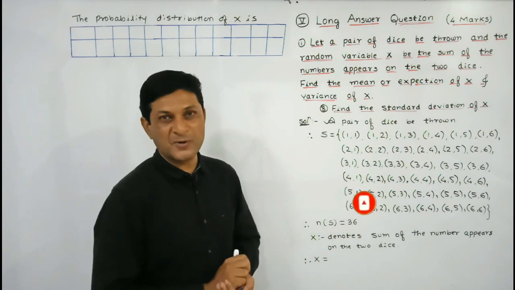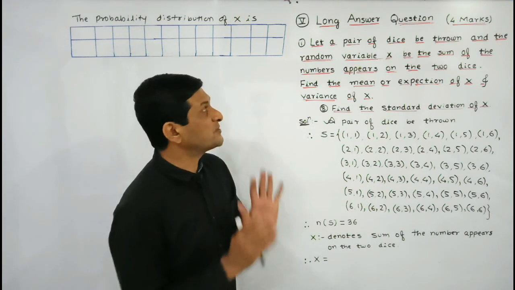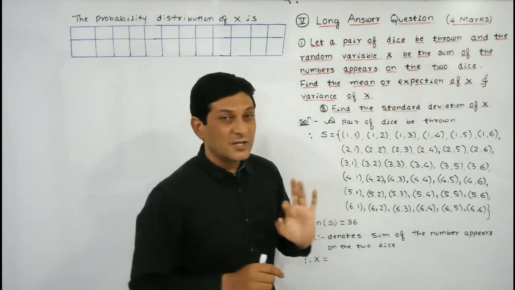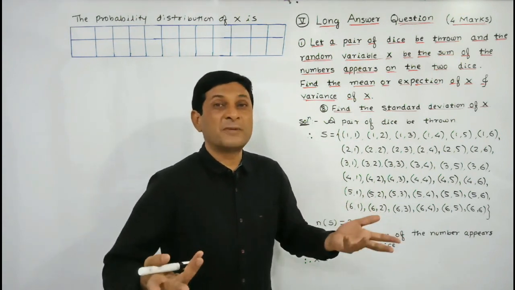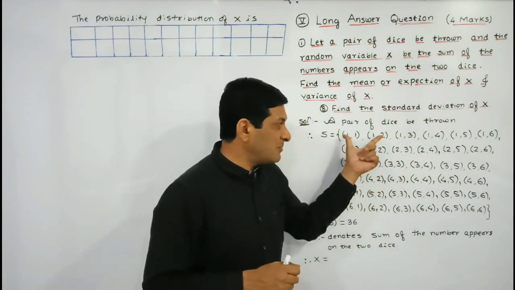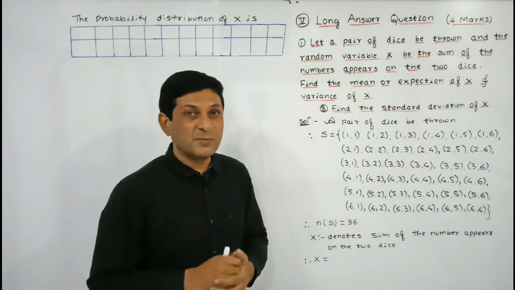See, in this first example, observe the given condition. Let a pair of dice be thrown. So what is our random experiment? Our random experiment is that a pair of dice are thrown. If a pair of dice is thrown, how many possible outcomes are there? Total 36 possible outcomes are there.